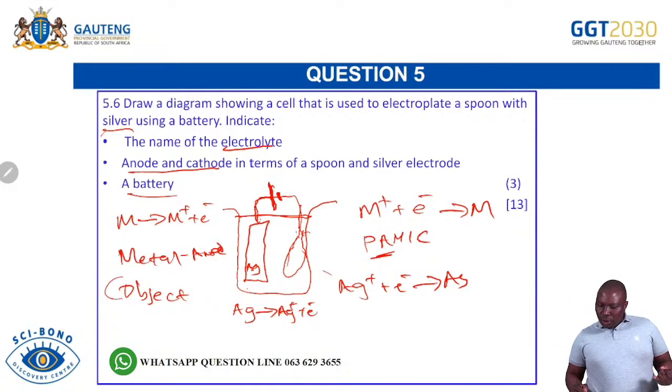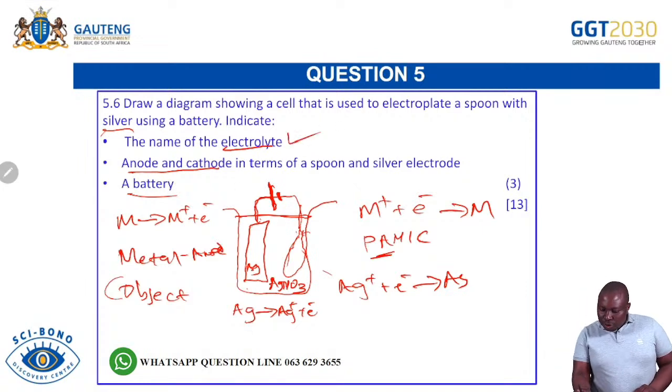Now, in this question, they say we must write the name of the electrolyte. So our electrolyte here would be silver. Silver has an oxidation number of +1. So it must be silver nitrate, AgNO3. That is the name of the electrolyte. So AgNO3, we answered that.